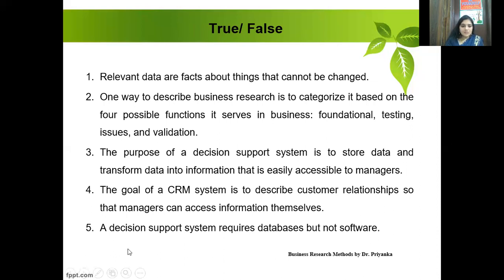Last is, a decision support system requires databases but not software. Is it? A decision support system comprises two parts. One is databases and another one is software. So the statement is false. Decision support system requires both databases as well as software.